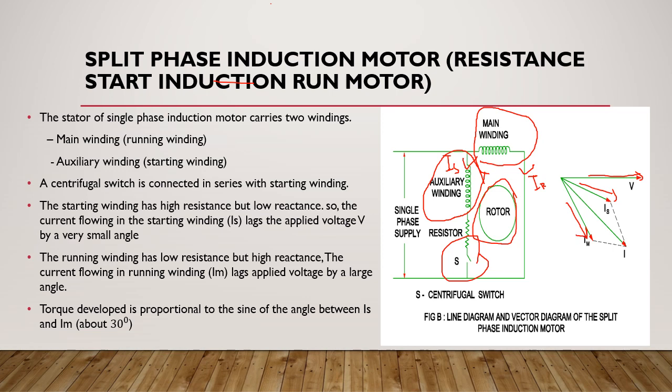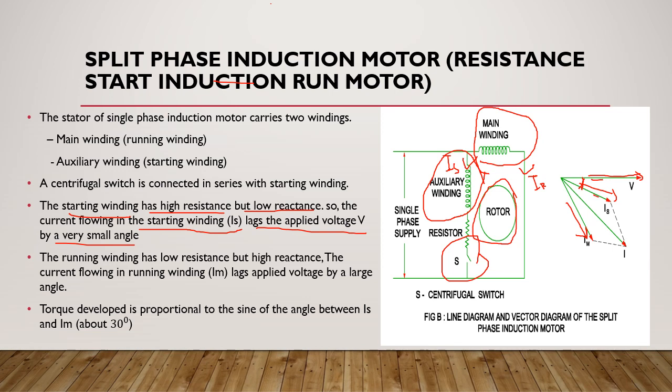Here the starting winding and the running winding have different resistance and reactance. First of all, we can look at the starting winding. It has high resistance but low reactance. So the current flowing in the starting winding, IS, lags the applied voltage V by a very small angle. You see from the vector diagram, there is a small angle between the voltage and IS.